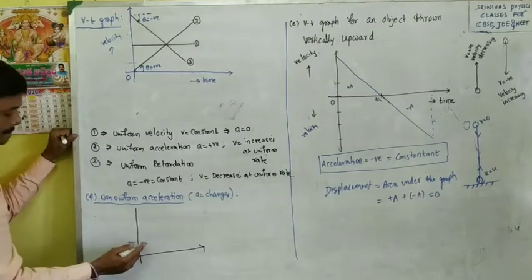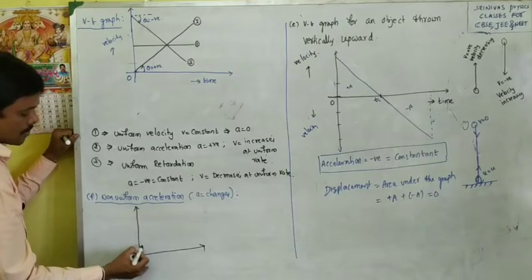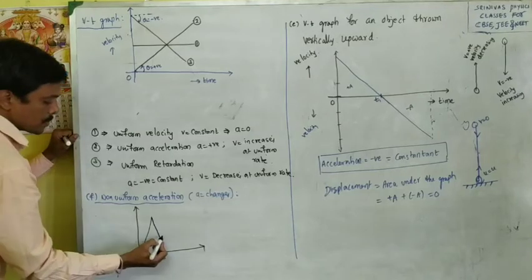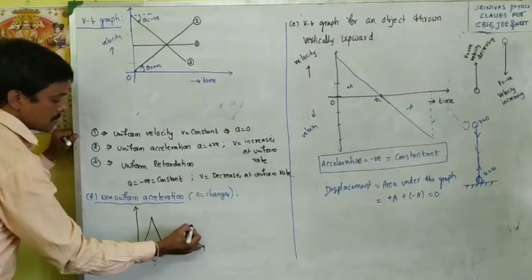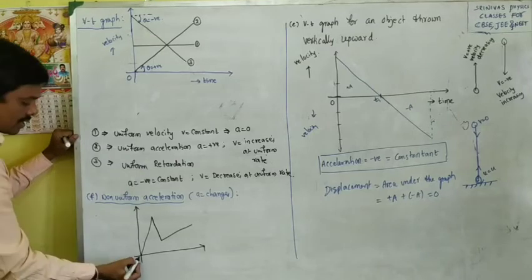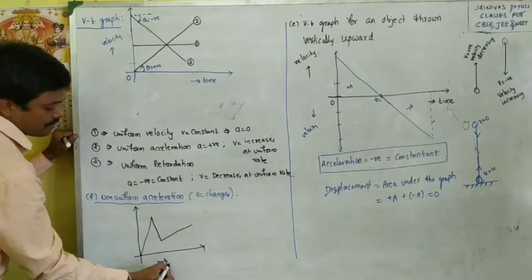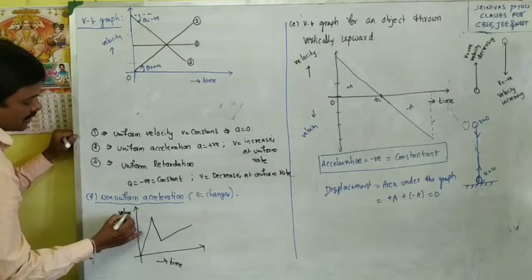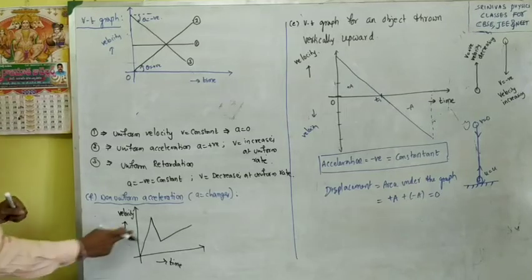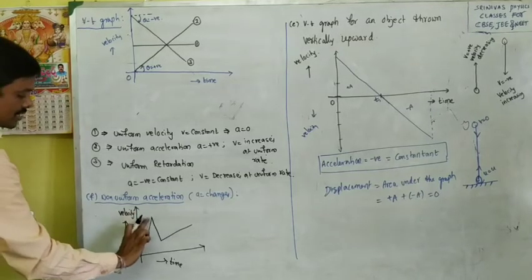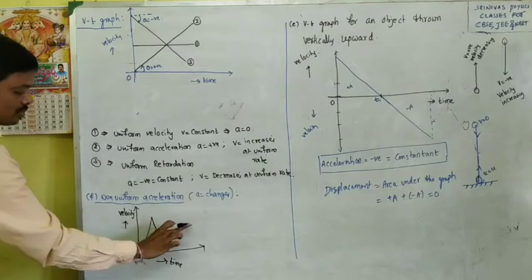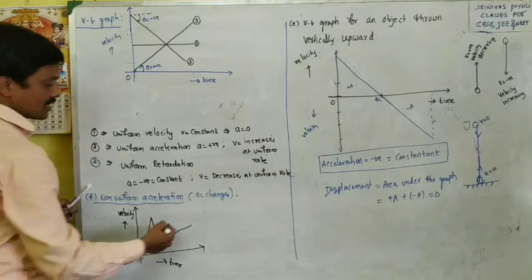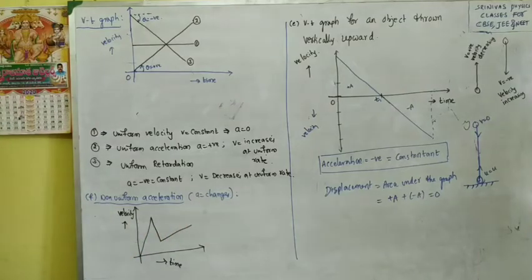Here, like this, there, like this, there. This is time and velocity. Okay, it has different accelerations. Up to here some acceleration will be there, up to here some acceleration will be there, up to here some acceleration will be there, right? There are different accelerations. Non-uniform acceleration changes here.